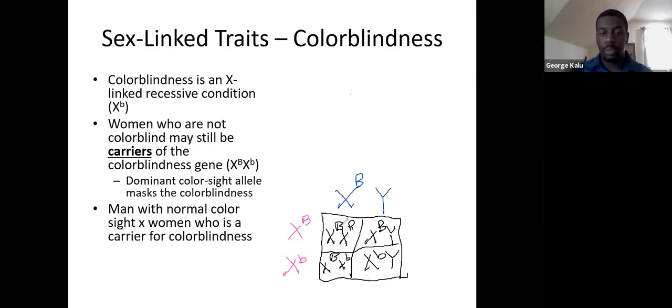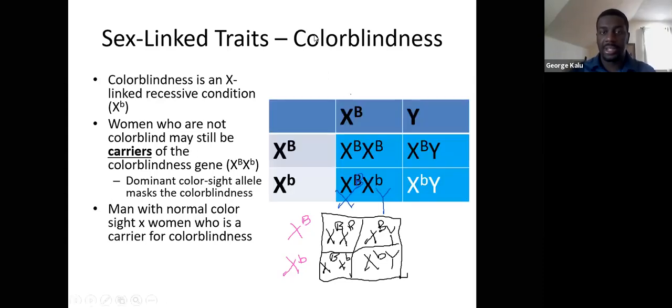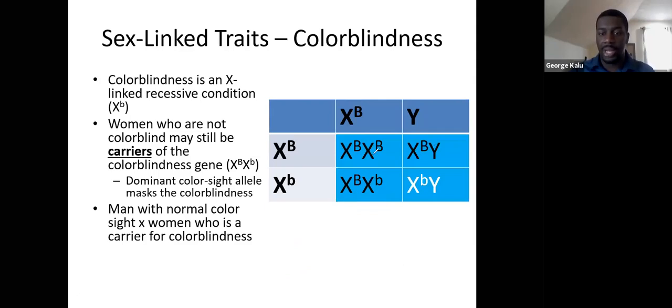We'll skip the analysis of this for the sake of time, and I'll just get to the point. When we're looking at this particular trait, we see 3 out of 4 offspring having the normal color sight allele: X big B, X big B, X big B over here. But we have 1 offspring that has the potential to be colorblind, X little b, Y.